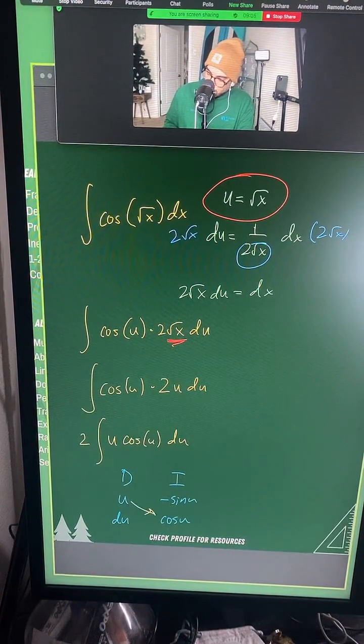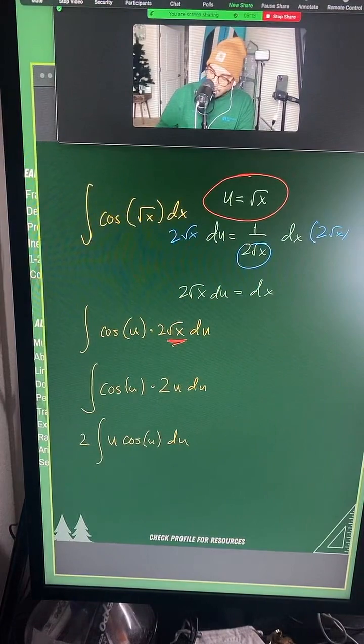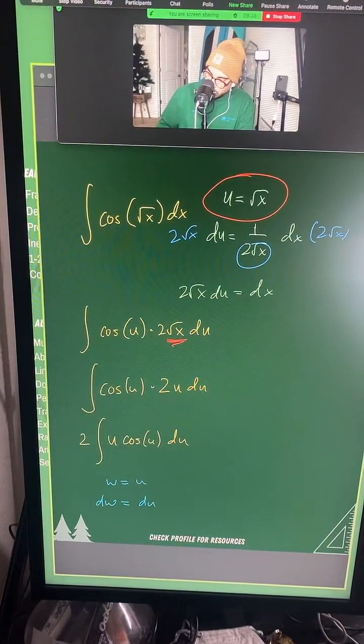So I believe we start off with u cosine u. Nah, see, that doesn't work. Okay, I don't remember the DI method. I'm just going to go ahead and use integration by parts, just the way I'm used to doing it. Okay, so I'm going to do w is equal to u, and then dw is equal to du, dv is cosine u du, and then v is equal to negative sine u.